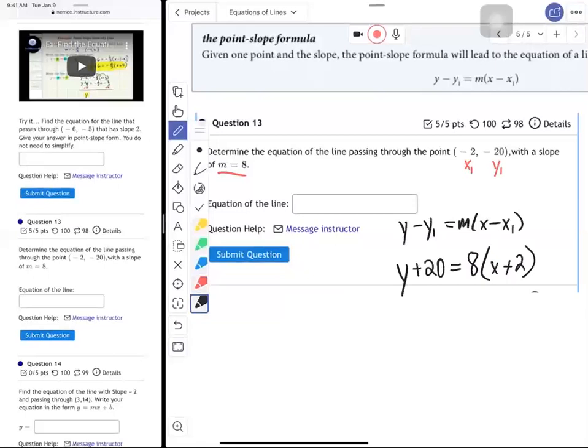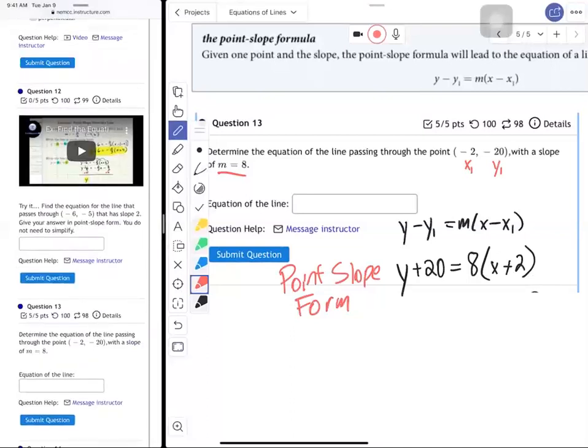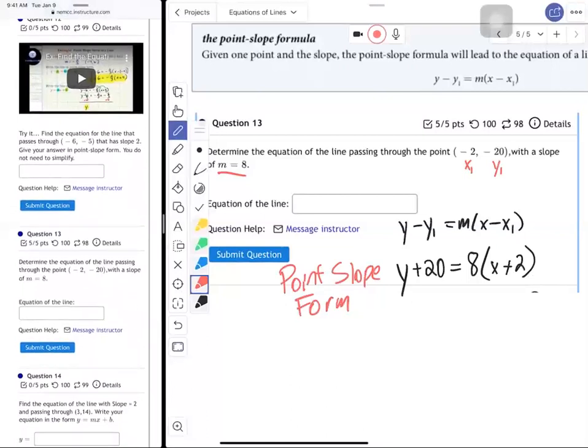Now, if the problem is asking for point slope form and says don't simplify it, then that's where we are right now. This is point slope form, and it has not been simplified. So if that's what you're asked for, and you've got at least one, question number 12, the very first one of these questions, you can leave it in that form. Some of the others will take it as well.